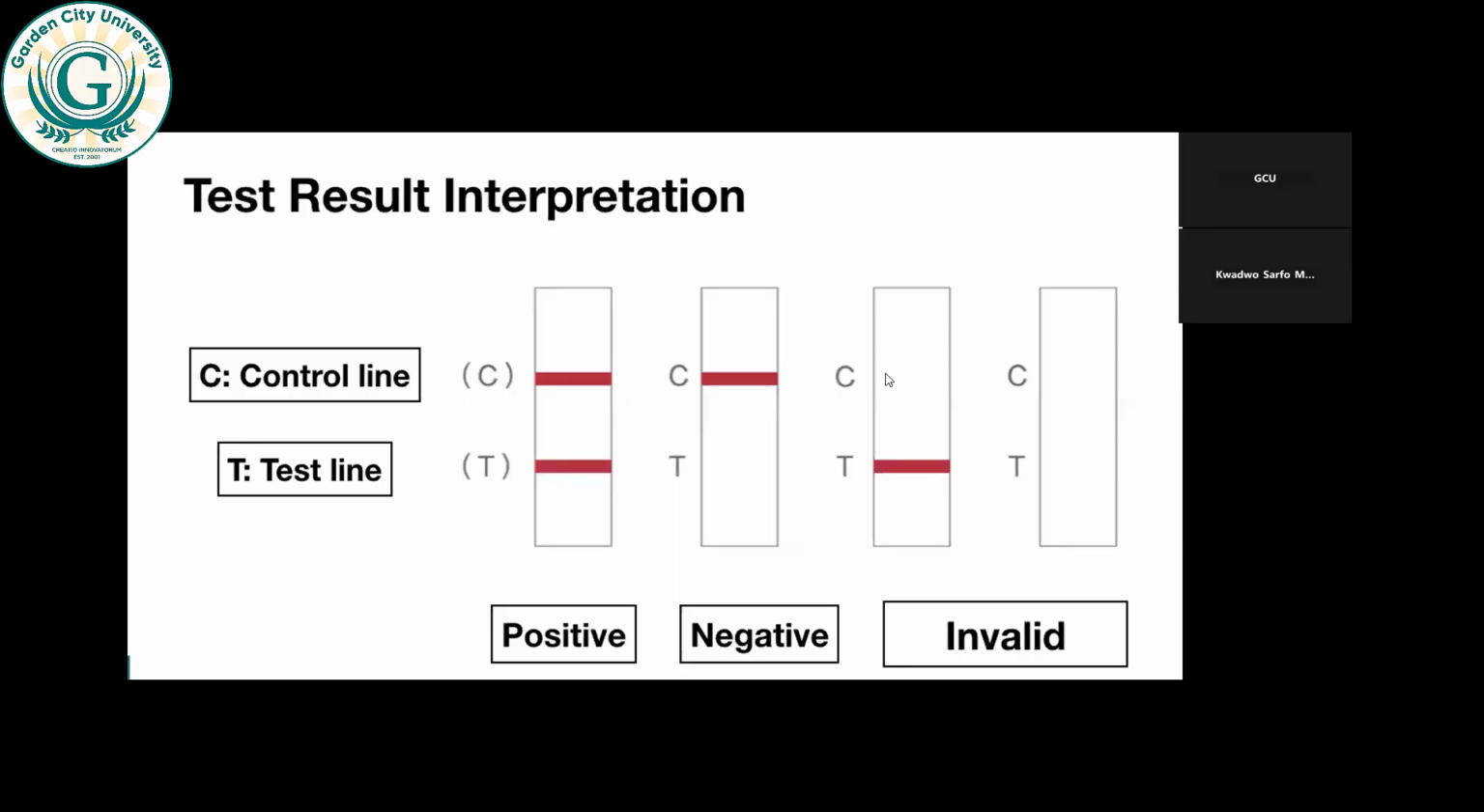If the control line does not show anything, don't come and look at the test line. It is invalid. We expect a band here before we come and look at what is here. So invalid could be the control line is negative and the test is positive, or both control and test lines are negative. When you see this, don't say it is negative because the control line is negative, it's invalid. All right.